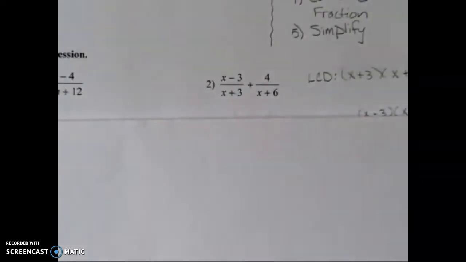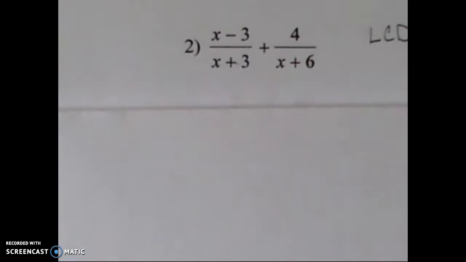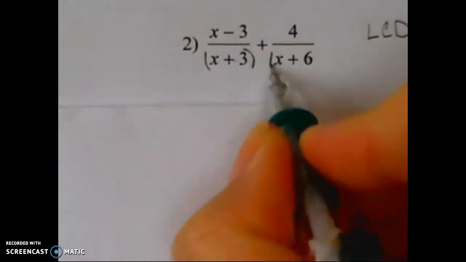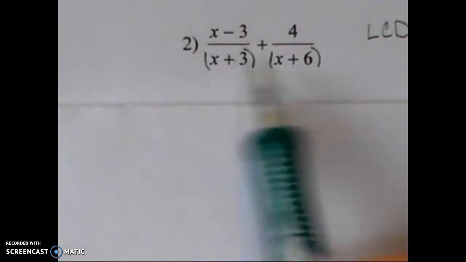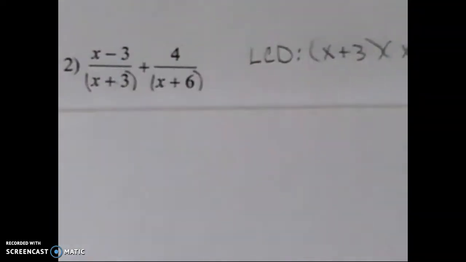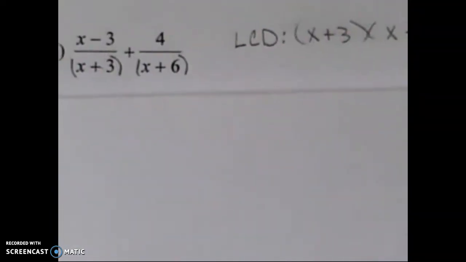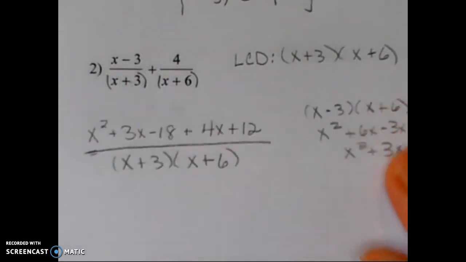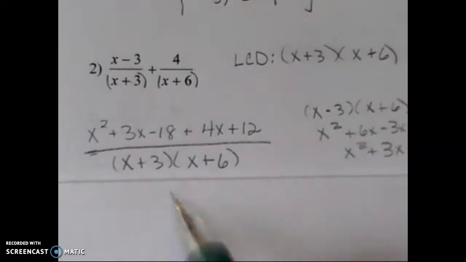For number 2, our denominators are definitely not like terms. So when you have a binomial that's in the denominator, this is an entity in itself. So I have 2 factors, and each one has to be represented. So for this expression, the LCD is x plus 3, x plus 6. Each one is represented in the new denominator. So we're going to write that in the new denominator.